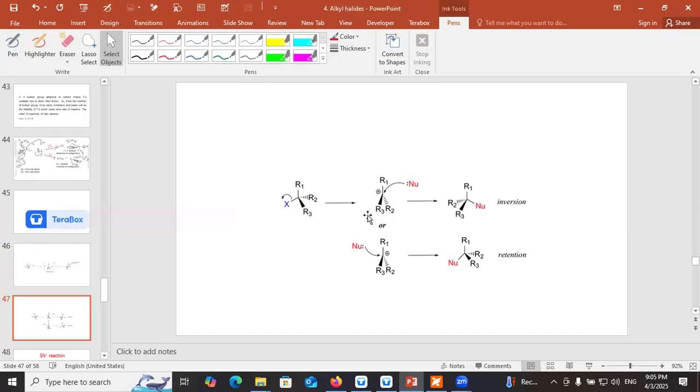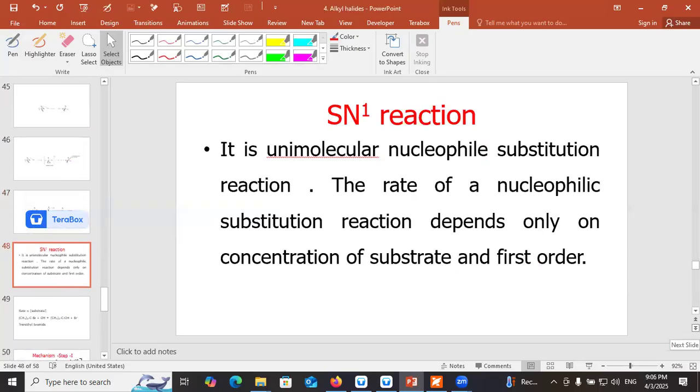Also, we can see another example, this inversion. This is the retention. This is the front side attack, and this is the back side attack. Inversion of configuration is possible. That is, retention of configuration is not allowed.